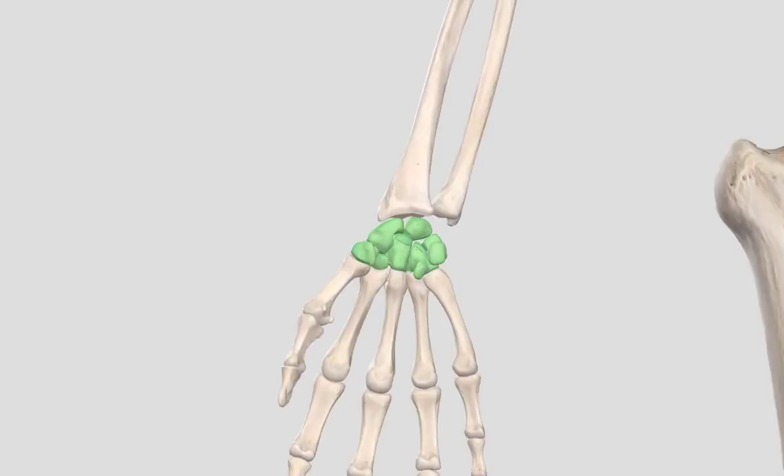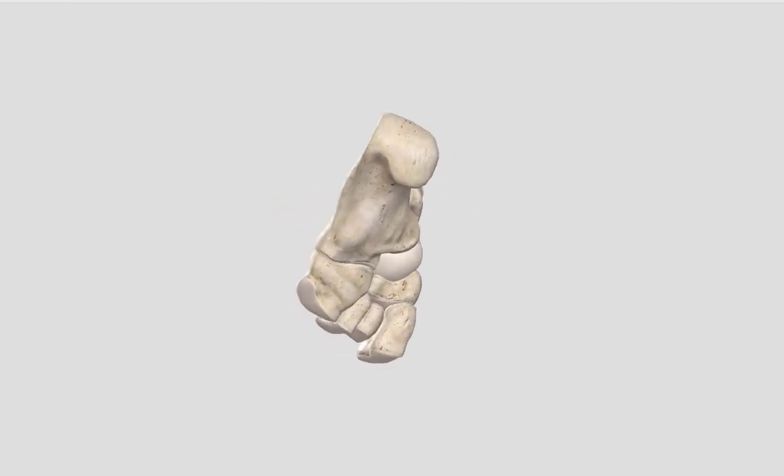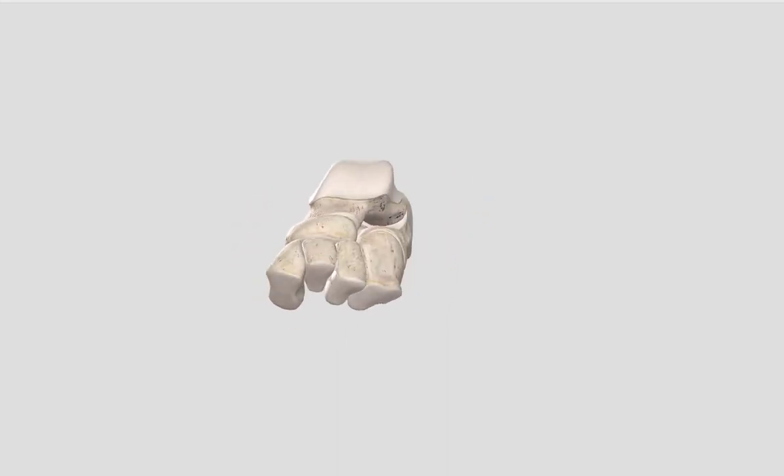The carpals in the wrist, scaphoid, lunate, triquetral, hamate, pisiform, capitate, trapezoid, and trapezium, and the tarsals in the ankles, calcaneus, talus, navicular, cuboid, lateral cuneiform, intermediate cuneiform, and medial cuneiform are examples of short bones.